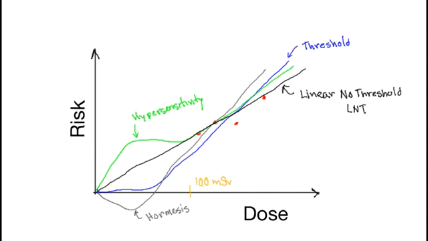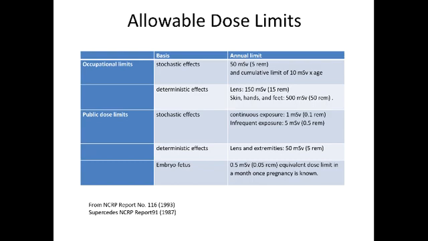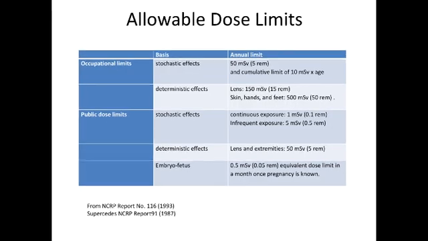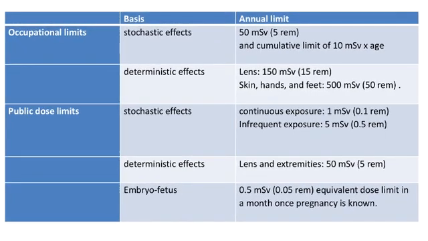Building on this, we can then start to say what are the allowable limits for dose. These data are from the NCRP report 116, which is what is followed in the US. You can see there are two different categories. One, occupational limit, that's people working in some field that has radiation exposure. And two, a public dose limit. So I'm going to walk through these. These are numbers that you should know and remember.